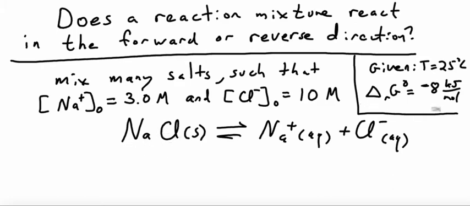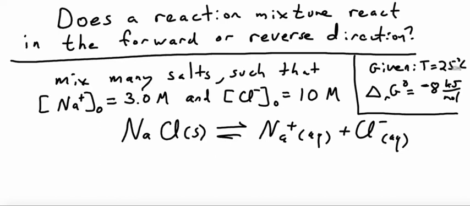We're given that delta G standard for this reaction is -8 kilojoules per mole, and we're given the temperature. So there are two methods to do this, one involving finding out what delta G is, and this other method, which I'm going to show you now, which is comparing K and Q. In other words, using the equilibrium constant. So what we're going to do is calculate K for this first.